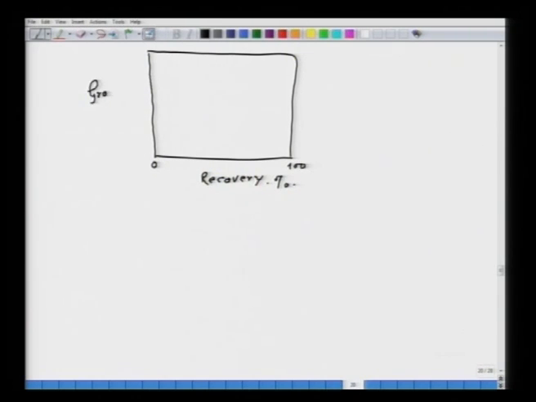Now, if you want to see how they vary, the variation goes something like this. Say I take here recovery, which could be, for example, 0 to 100 in percent, and I take here grade. For 0% recovery, I have this value of the grade, and this value corresponds to the grade of a pure mineral.